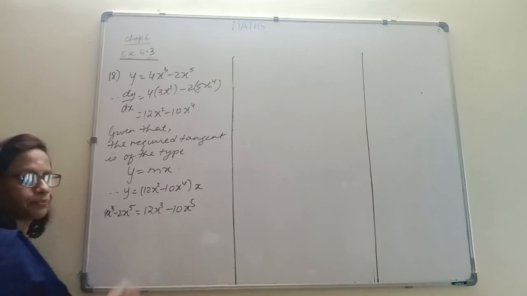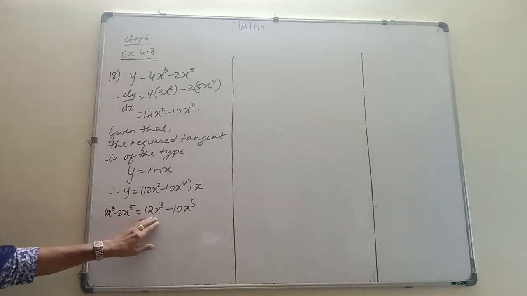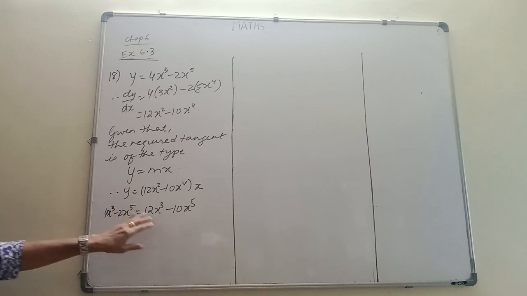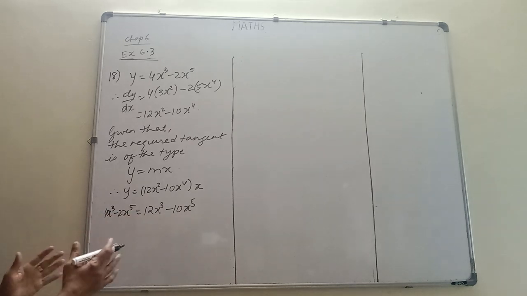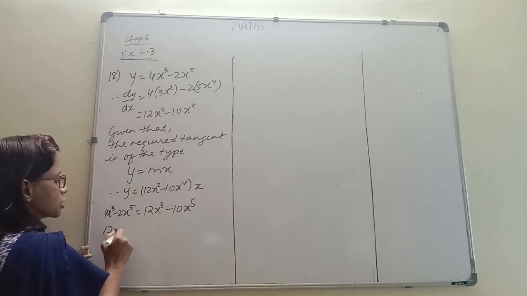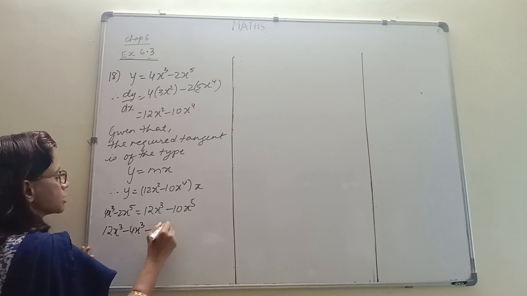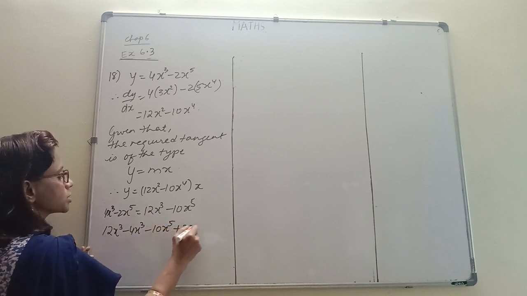Now you multiply. So what happens? 4x cubed minus 2x raised to 5, 12x cubed minus 10x raised to 5. They are all like terms, so let's have it on one side. Maybe this goes there or this comes here. So 12x cubed, maybe this goes there, minus 4x cubed, minus 10x raised to 5. This goes there, plus 2x raised to 5.